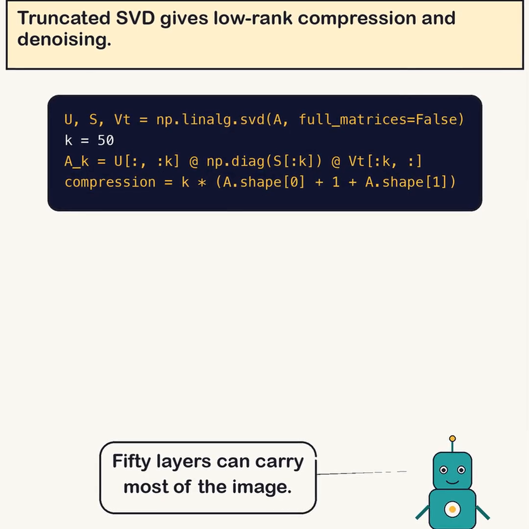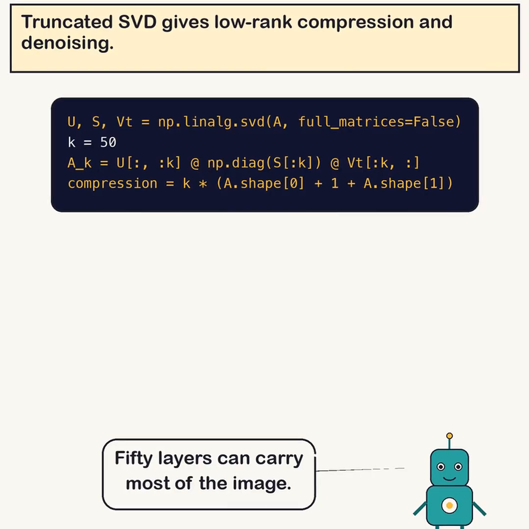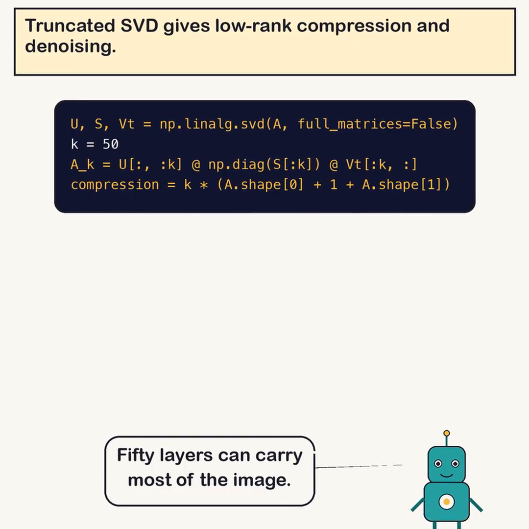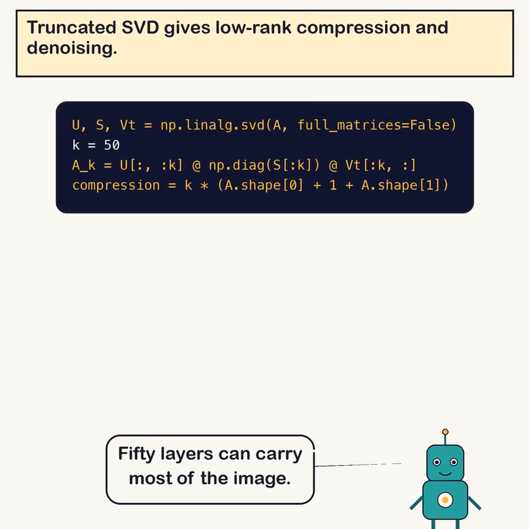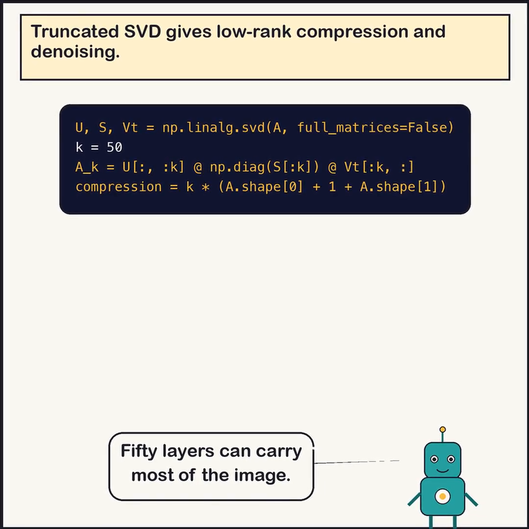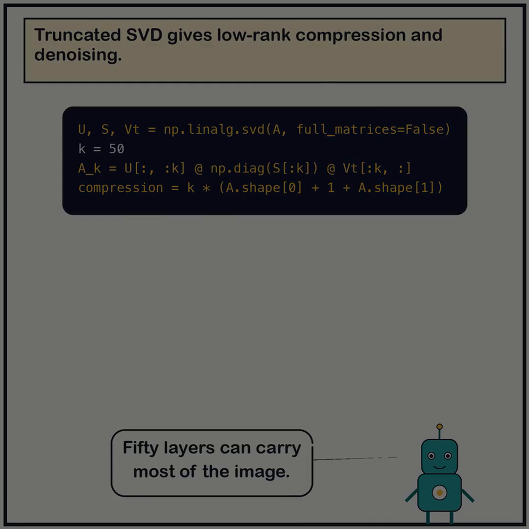The code performs truncated SVD. U, S, and V transpose come from NumPy. Keeping the first K singular values compresses a matrix while preserving the strongest structure. Real-world analogy: truncated SVD works like keeping the loud melody and removing background hiss from a recording.